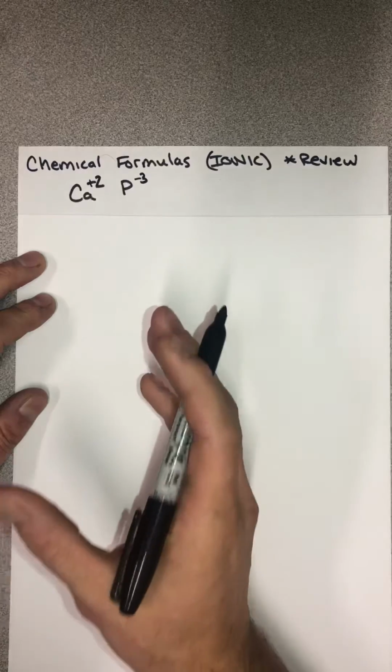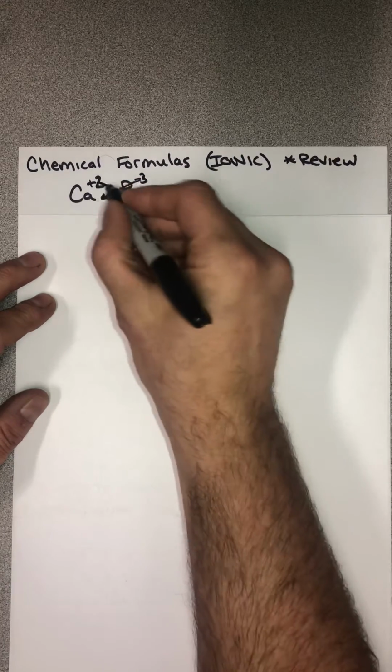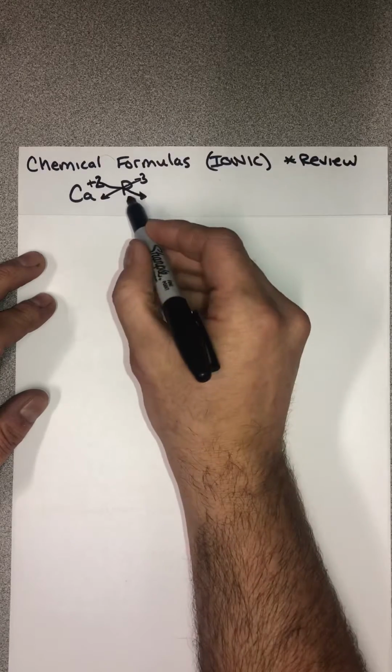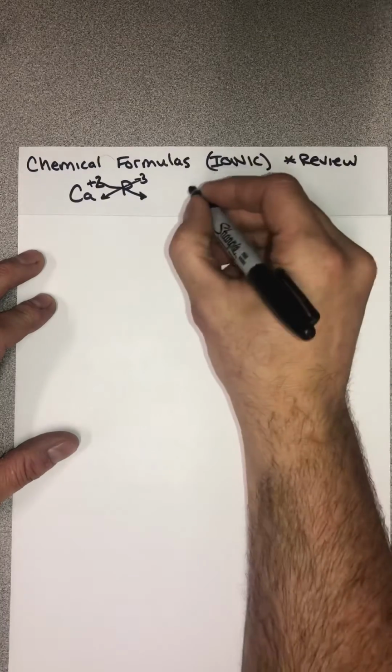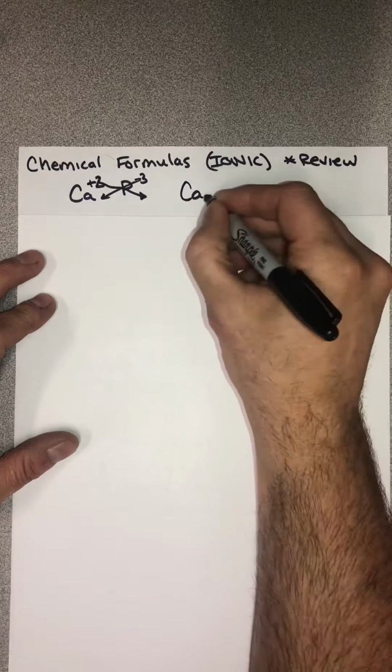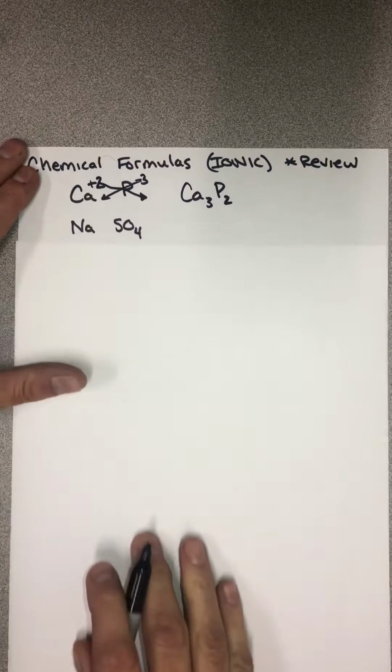Remember, if they don't match up, you have to follow the switcheroo rule, in which case the 2 will subscript the phosphorus and the 3 will subscript the calcium, giving us a final formula of Ca3P2.